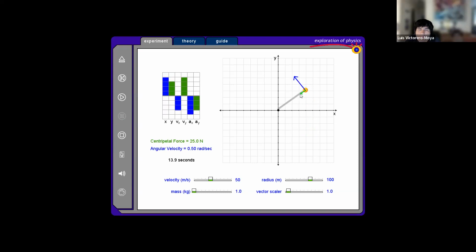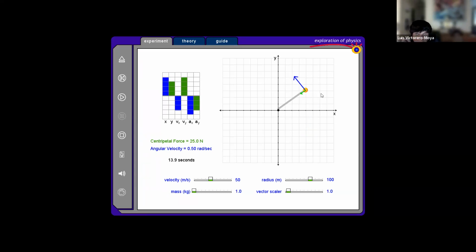There. So this is your centripetal force, 25 newtons. And this one is not the angular velocity. Be careful. This is the linear. So this will be 0.50 times the radius, so this will be around 50 meters per second. All right. So this is the linear speed. Remember, the circular motion is like this, and the linear speed is tangential. So we also call it a tangential speed.